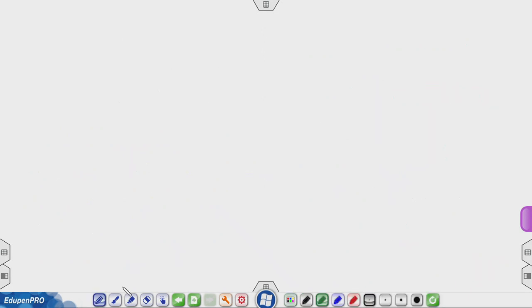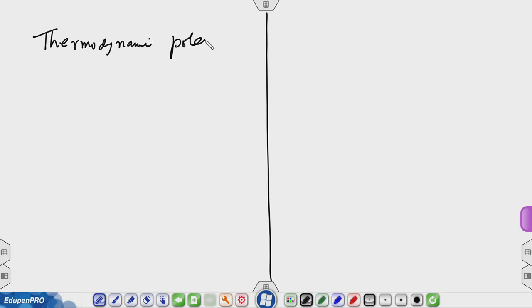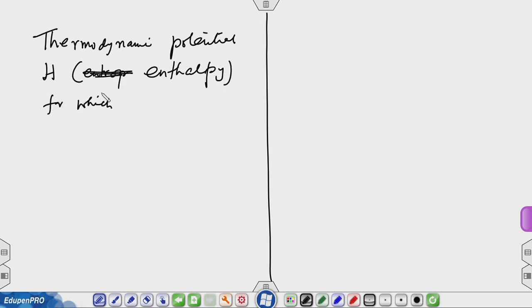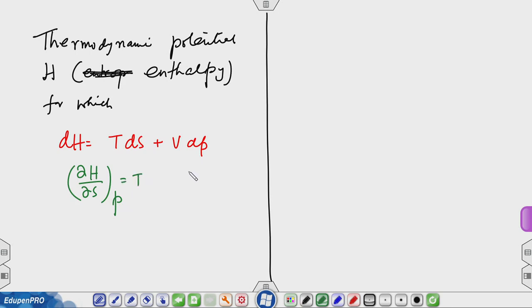So, what we found is, we call it thermodynamic potential H, enthalpy, for which the central equation is dH equals T dS plus V dP, and partial H over partial S at constant P is equal to T, and partial H over partial P at constant S is equal to V. And from this, we obtain the Maxwell relation.